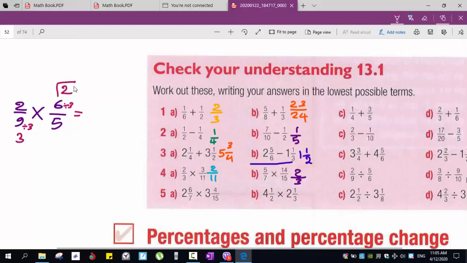So these numbers are the last ones that I have to multiply out. 2 times 2 is 4. 3 times 5 is 15. So 4 and 15, we cannot divide both of them by 2 or by 3 or by any other number. Then this is the final answer, 4 over 15.